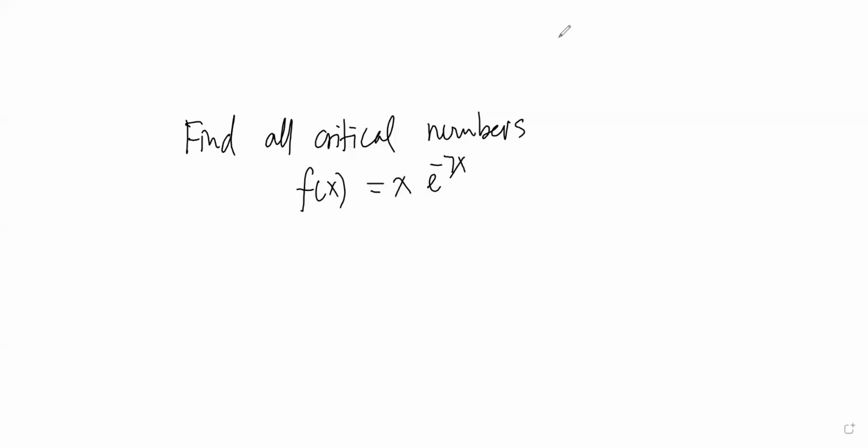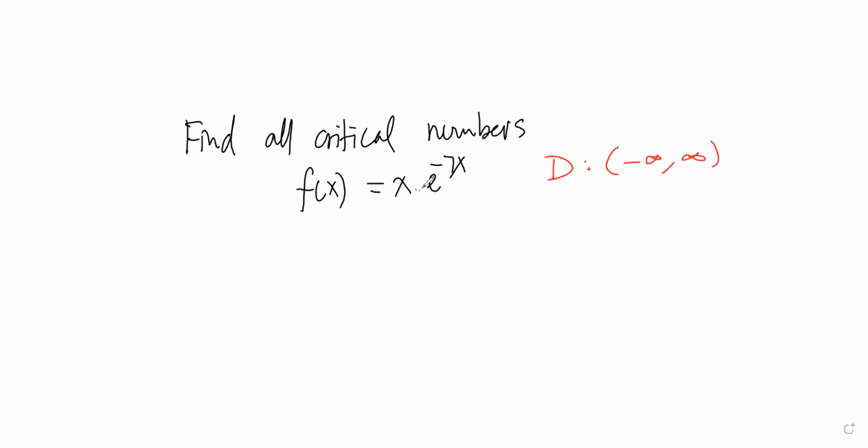Okay, so to find the critical numbers, the very first thing we'll do is write down the domain of this function. The domain of this function is going to be all real numbers, because this is exponential and the other one is linear. So the domain of both is all real numbers. Now I need to compute the derivative.